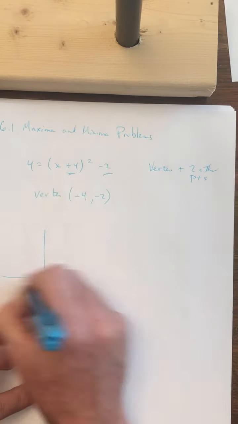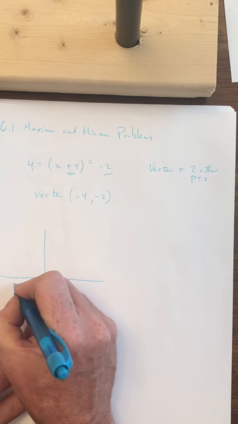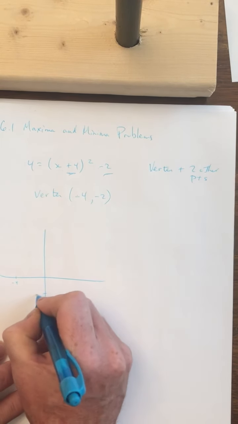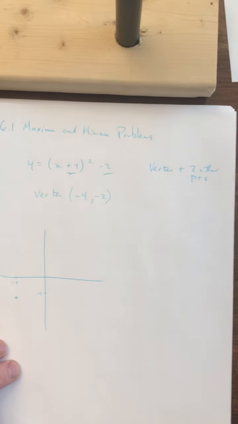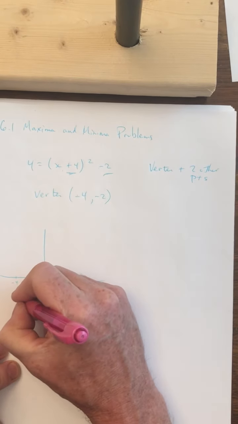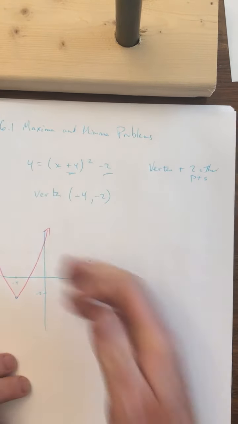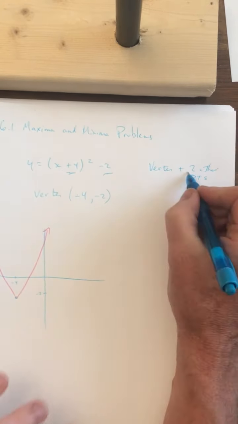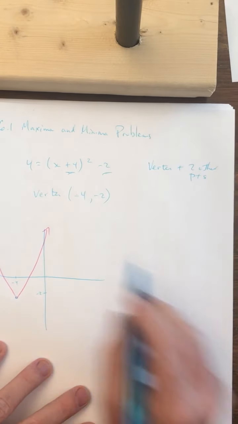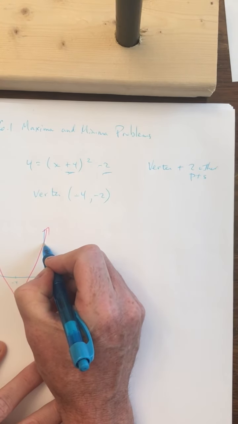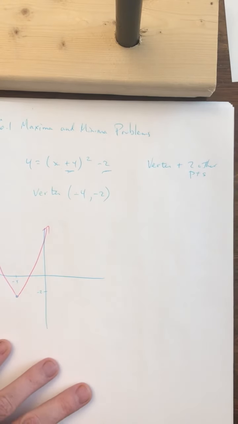So if I was to graph it, -4, -2, there's my point. And it's going to look something like that. It's asking though for 2 other points. So let's find out where this will cross the y-axis.